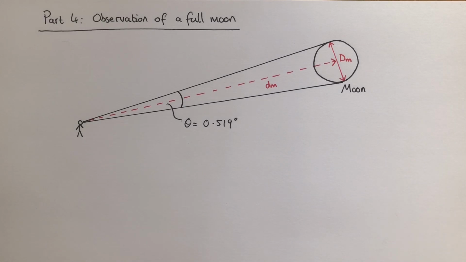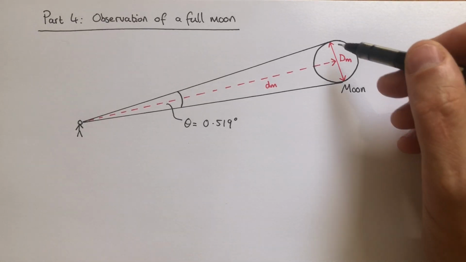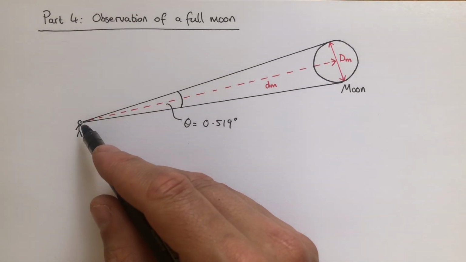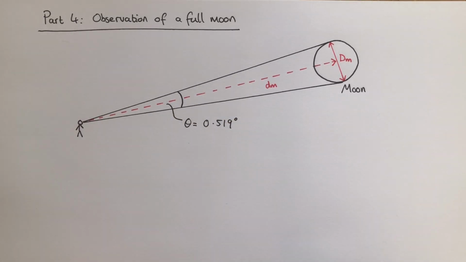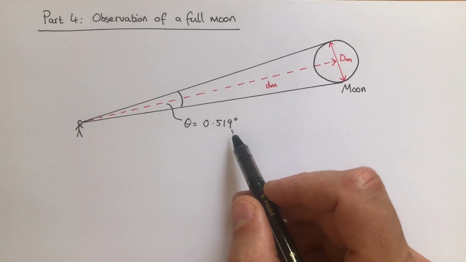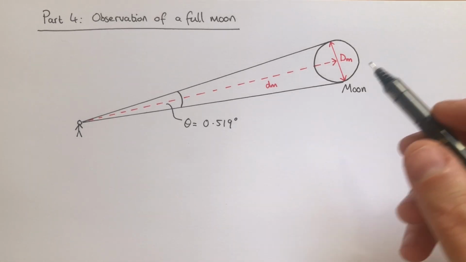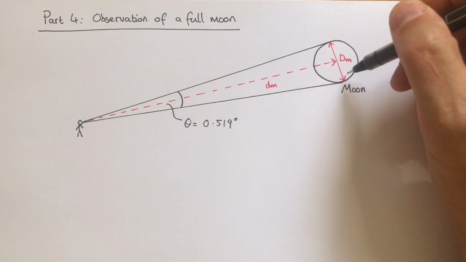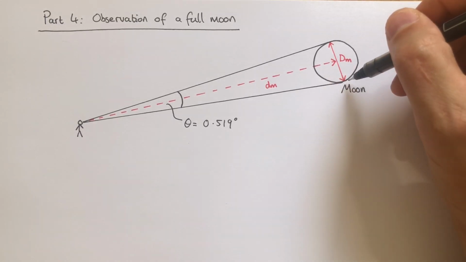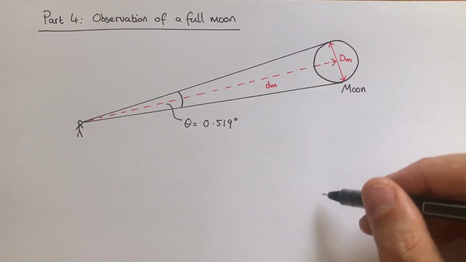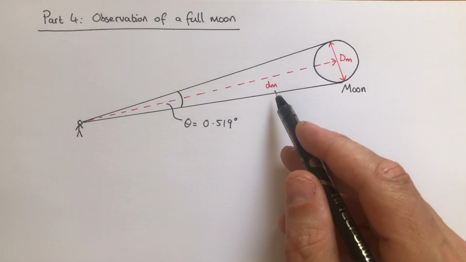Our fourth calculation is based on the observation of a full moon, as represented by this diagram. If you take two lines from either side of the moon and connect those to an observer on Earth, then the angle between the two lines can be measured, and the modern day value is around 0.519 degrees. We can use this information along with the fact that the diameter of the moon, dm, provides an approximation to an arc which forms part of a circle of radius dm.